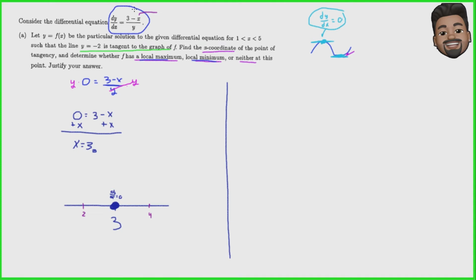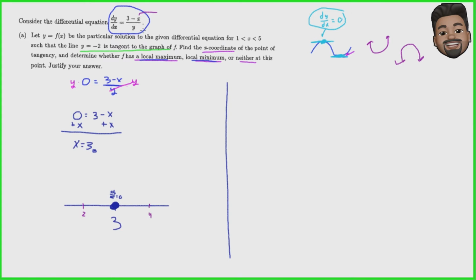Because our second derivative tells us concavity. If our second derivative is positive, that means that it is concave up. If our second derivative is negative, that means we are concave down. So our second derivative is actually the key that's going to allow us to solve this problem and determine whether it has a local minimum or maximum. So let's go ahead and do that.